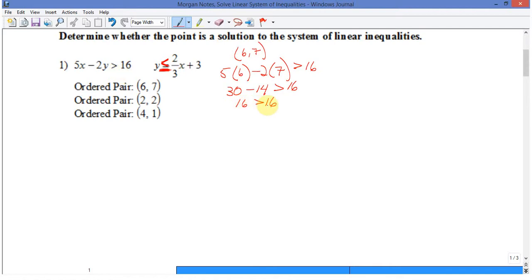That's not true. If it would have been 16 is greater than or equal to 16, then it would be true in that first equation. So we can already see that the ordered pair 6, 7 is not a solution.